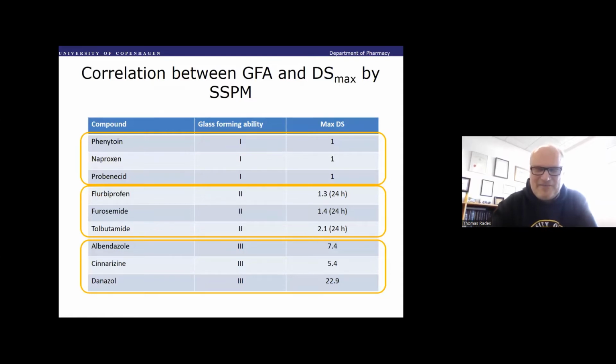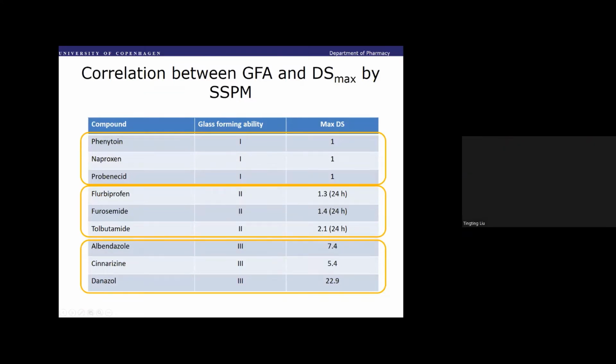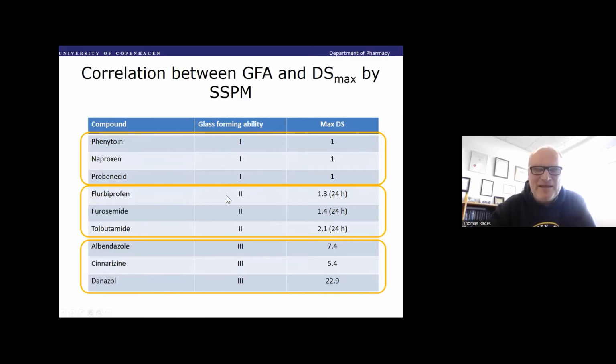And they do, because if you remember the glass forming ability classes, the ones that couldn't be made amorphous, we call them class 1. They would also then show a maximal degree of supersaturation of 1, meaning they can't supersaturate, right? Because you can't get them amorphous. How could they supersaturate? And then the class 2, where we needed intermediate cooling rates or medium milling times, we are usually getting a maximum degree of supersaturation after 24 hours that is comparable to what you could expect from a high energy polymorphic crystalline form. So in the order of 1.5 to 2.